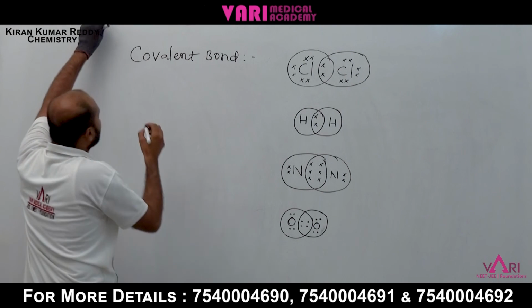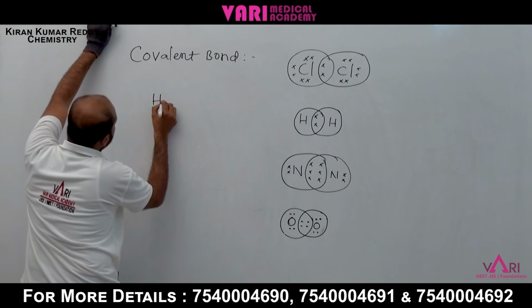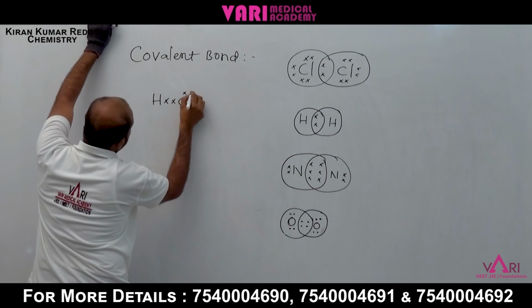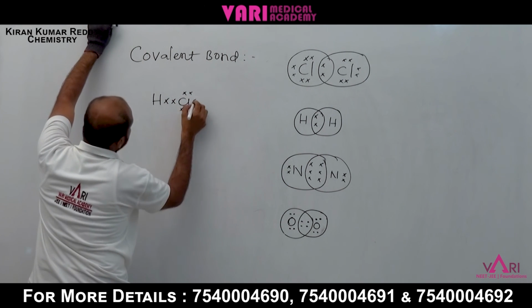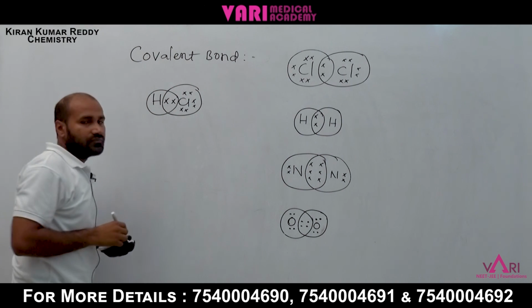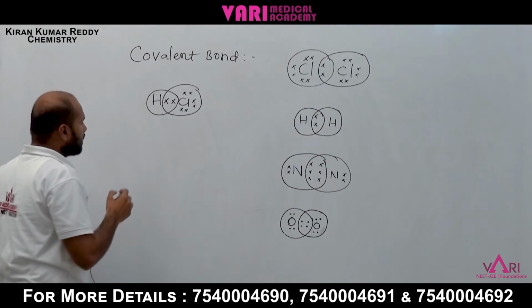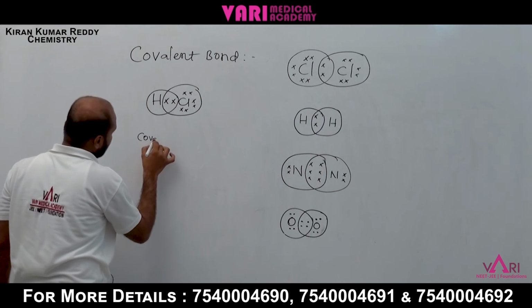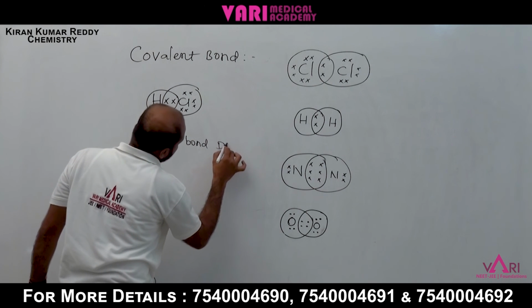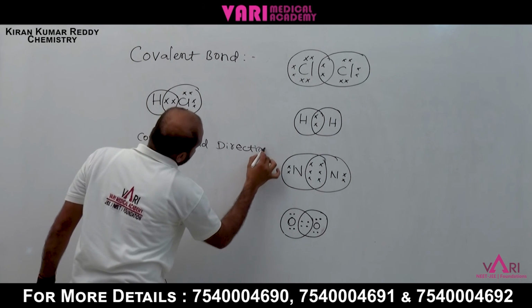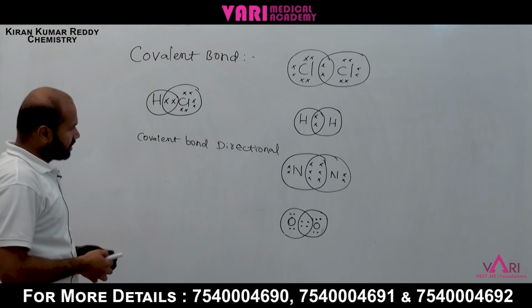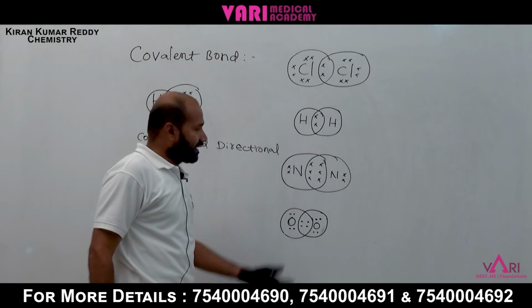Now polar covalent bond. Here I am taking hydrogen, and another one, chlorine, 1, 2, 3, 4, 5, 6. Here the pair is mutually shared between two atoms. This is called a covalent bond. A covalent bond is the directional bond. These are the covalent bonds. Important. We can write like this.